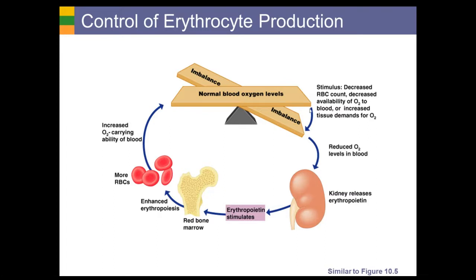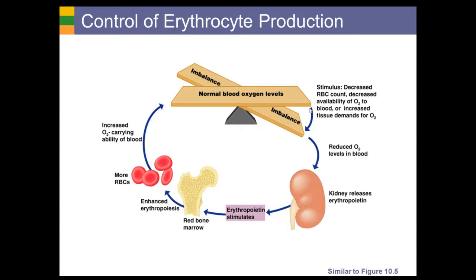So let's say your oxygen levels drop for whatever reason. That stimulates the kidneys to release erythropoietin. Erythropoietin causes the red bone marrow to produce more red blood cells. As red blood cell levels increase, you have a greater oxygen carrying capacity of your blood, and so the oxygen levels hopefully return to normal.